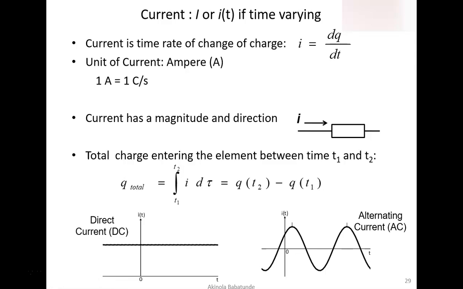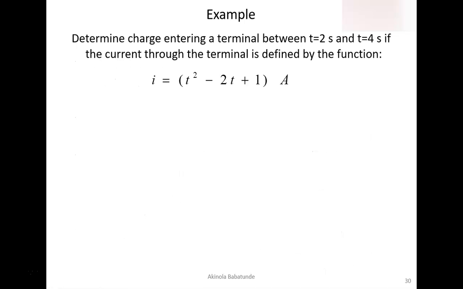Here is a simple example we can quickly look at to demystify the explanations we just gave. Determine the charge entering a terminal between 2 seconds and 4 seconds. So T1 is 2 seconds, T2 is 4 seconds, if the current through the terminal is defined by the function.